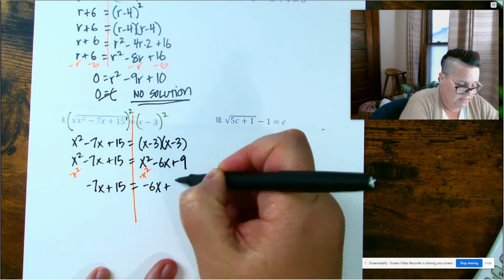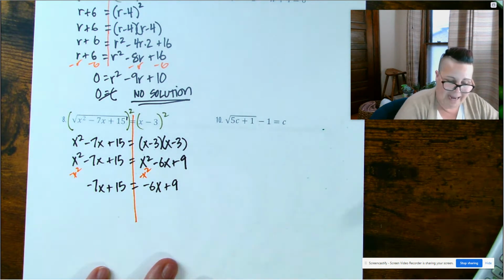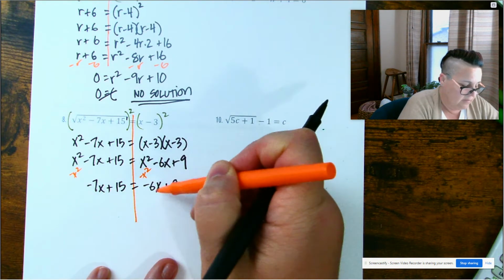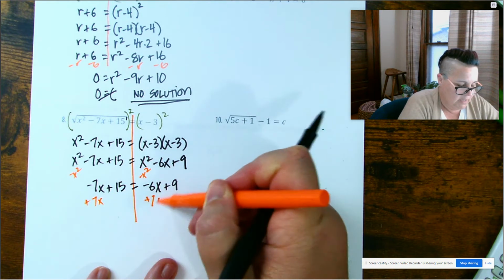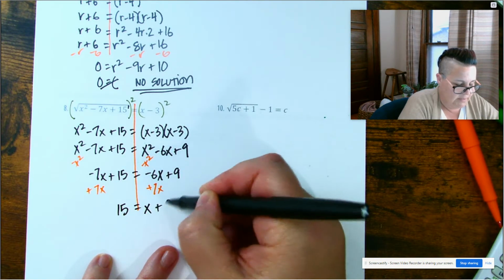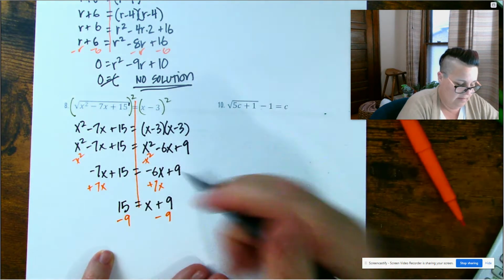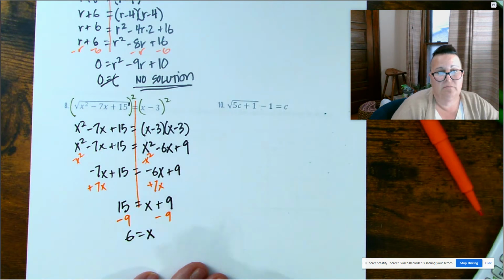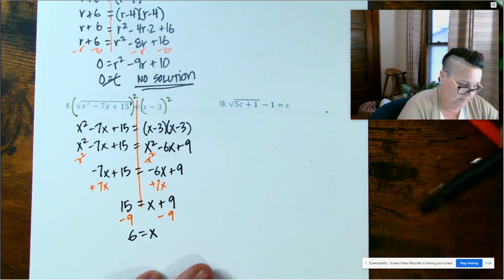Minus 6x plus 9. Okay, now I need to get all my x's on one side. So I'm going to add 7x. I could add 6x, but that's still going to leave it negative because there's not enough to cover that negative 7. So instead, I'm going to add 7x to both sides. 15 is x plus 9. And then I'm going to subtract 9. So I get x is equal to 6. Beauty. Now, I need to check this.